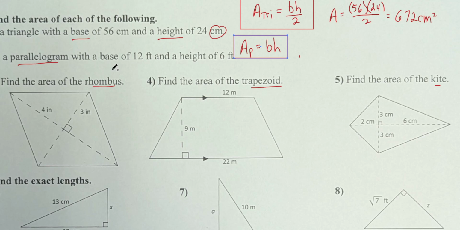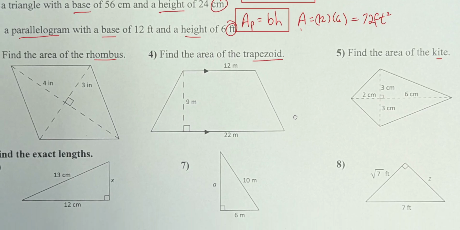We good? So let's put it in here. So area equals base times height. They tell you the base, which is 12. They tell you the height, which is 6. Do the math. That's 72. It's in feet, so it should be feet squared. No brainer, right? Everybody should get those two right.